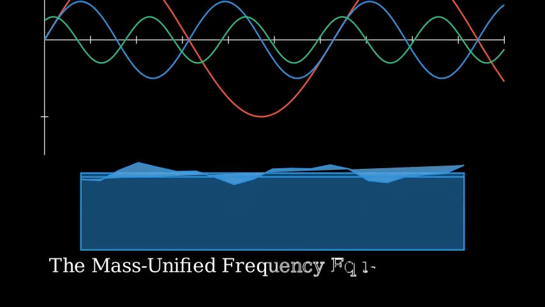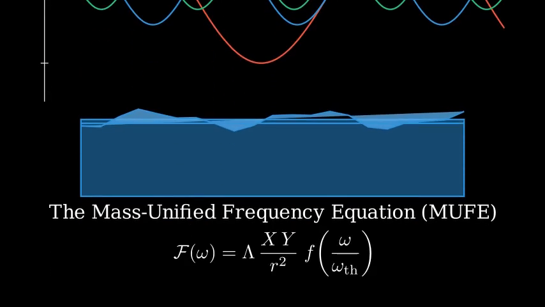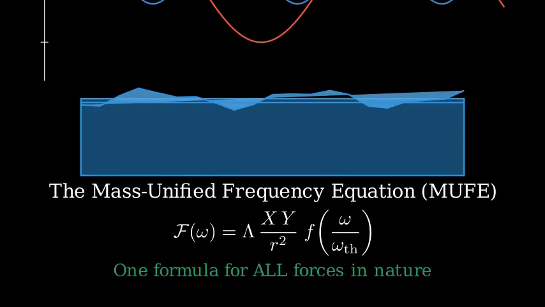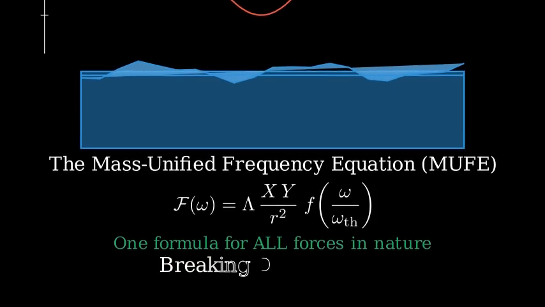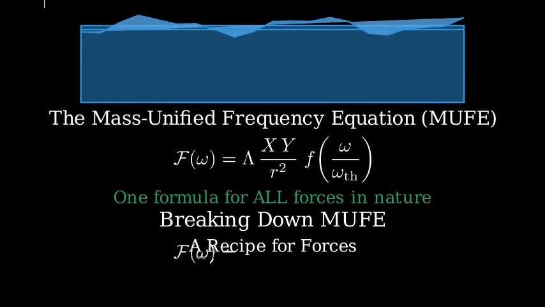This concept proposes a unified equation called the mass-unified frequency equation, or MUF for short. It suggests that all forces in nature, like gravity, electricity, and even the strong nuclear force, can be described by a single formula. Let's break this equation down into simple parts. Think of it as a recipe for making all forces in nature.